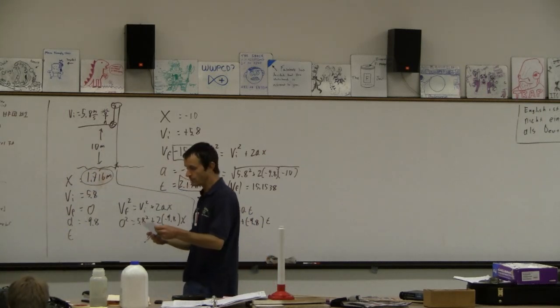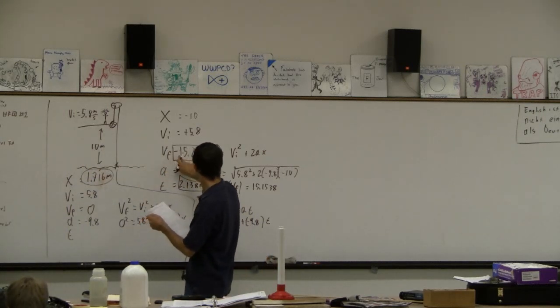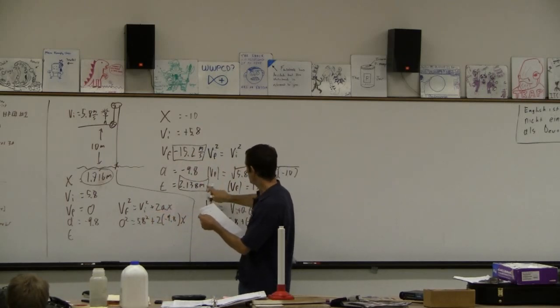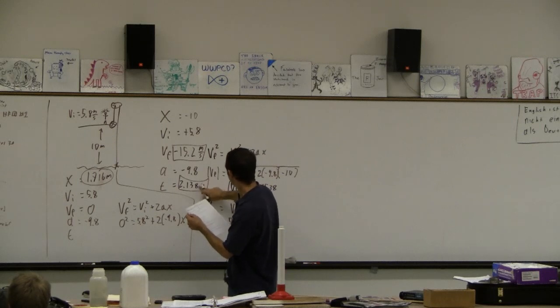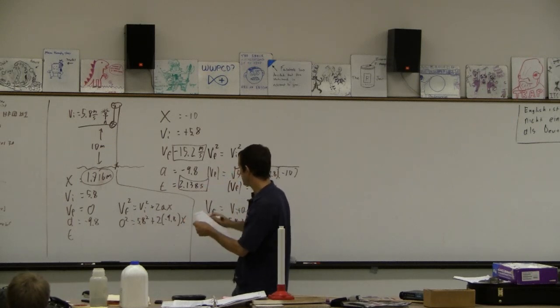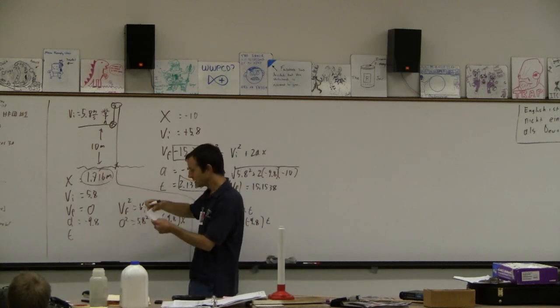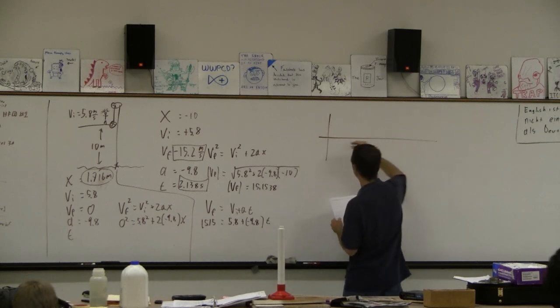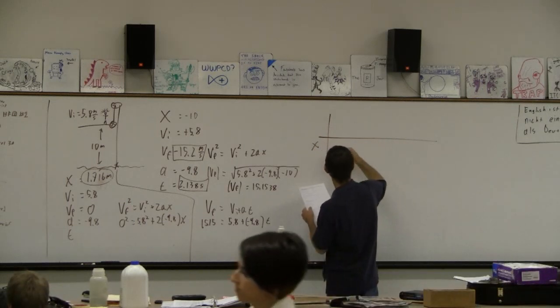So our answers are velocity striking the water, down 15.2, and you've got to just put the minus sign on there. What time to hit the water is 2.1, that's seconds. Very good. To what height did he rise before going down? 1.716.